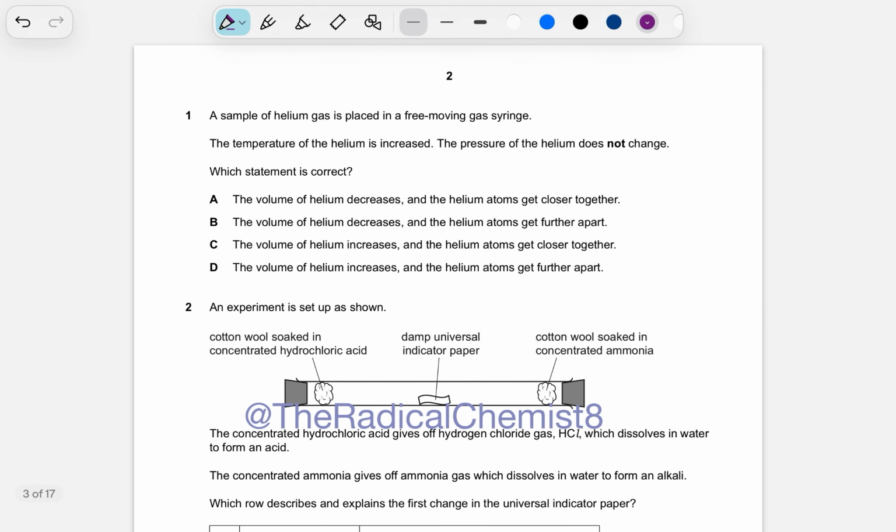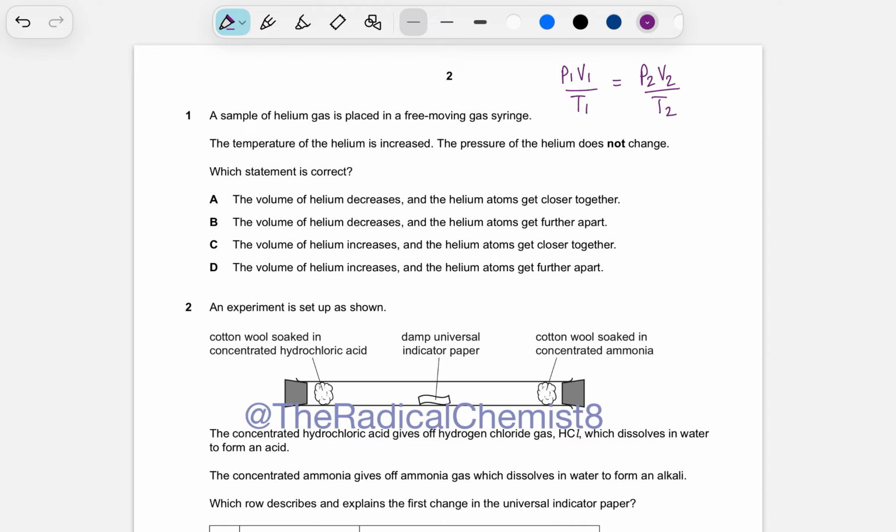So starting with question 1, a sample of helium gas is placed in a free-moving gas syringe. The temperature of the helium is increased and the pressure of the helium does not change. Which statement is correct? For these kinds of questions you can use the combined gas law equation, which would be P1 V1 over T1 equals P2 V2 over T2.